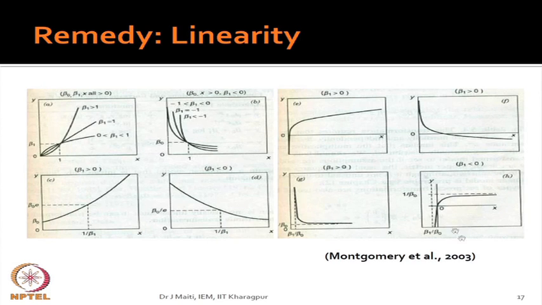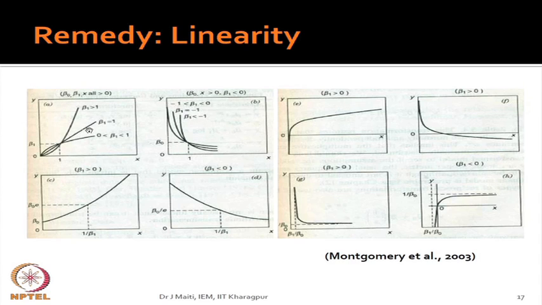Now, if there is a linearity problem, there are several types of linearity problem. For example, when you look at y versus x, the plot will look like this, like this, like this, depending on the beta values, the regression coefficient values. For these different types of nonlinearity present in the y versus x relationship, Montgomery et al. in the same book have given transformations. Suppose these are figure A, B, C, D, E, F, G, H. From the bivariate scatter plot you will be able to find out what type of relationship you are getting.